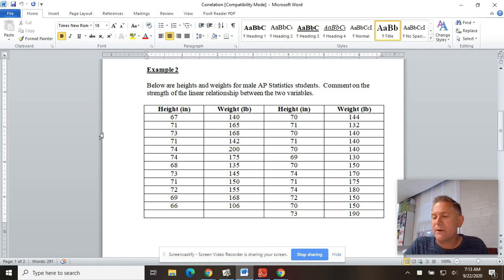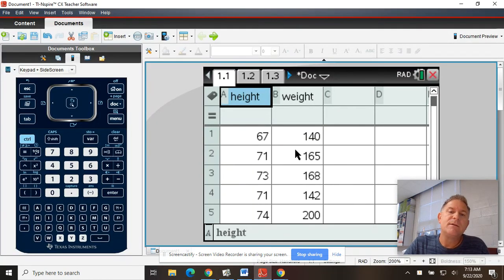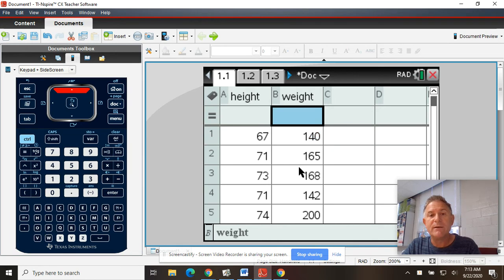What we're going to do every time we're presented with a data set like this is put it in the calculator, and have the calculator do some work for us. Luckily for you, I've already put this in the calculator. So let me bring up my calculator. Boom, there it is. The first dude is 67 inches tall, that's 5'7", weighs 140, and so on. I put all 25 in there.